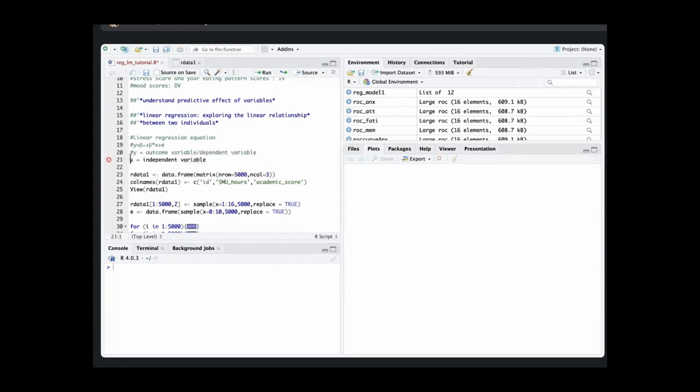One error that I made here is I did not put a hash, because for any comment that you put, you need to start it with a hash key, this one.